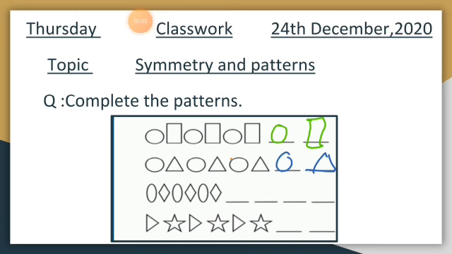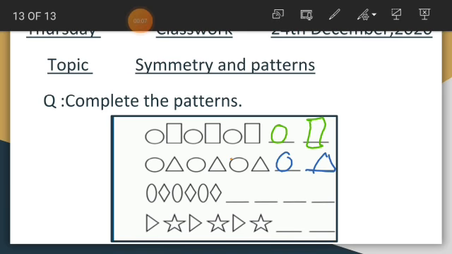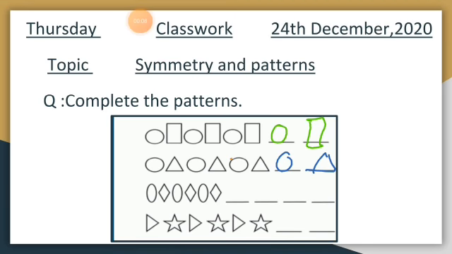Okay, now you have done part A, part B. Now come to the third part, part C. What do we have in this part? Oval, square, oval, square, oval, square. Now on these four lines, you will draw the next four shapes.